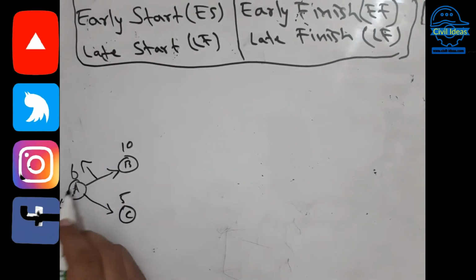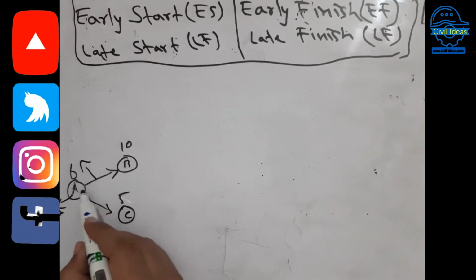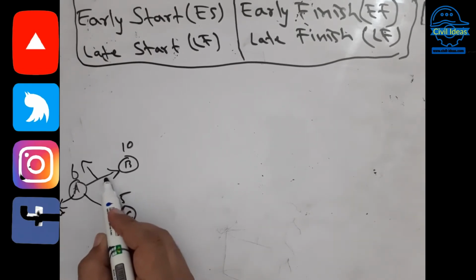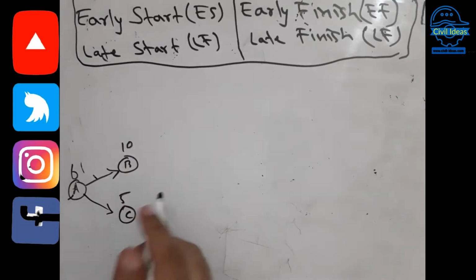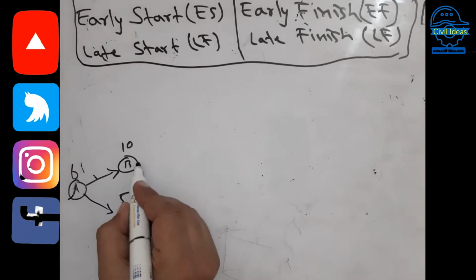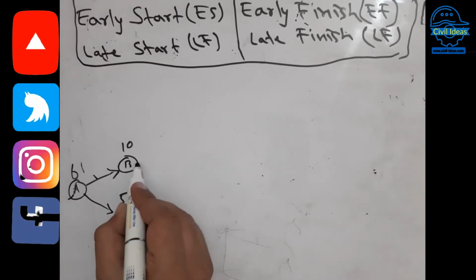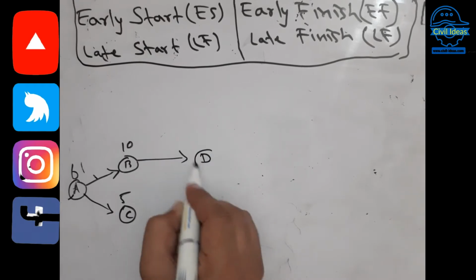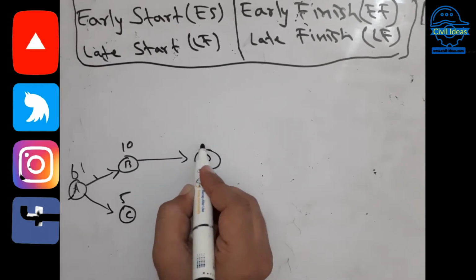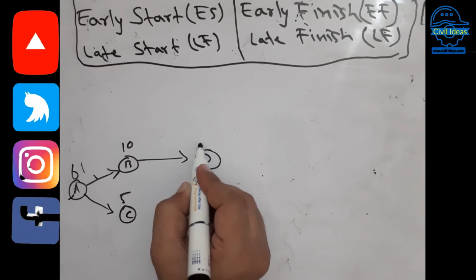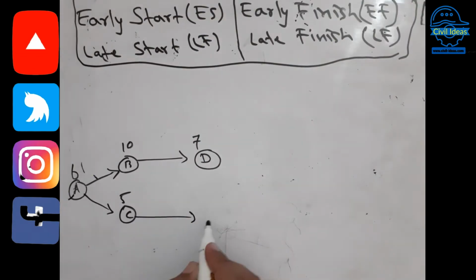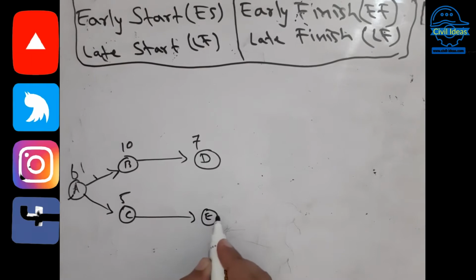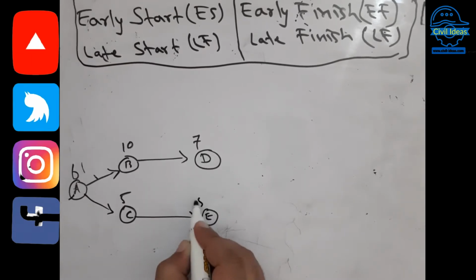So these are the events that we have written in the circle, and these are the arrows. You can say it as an activity. And now after B and C, activity D can start, and it will take up to 7 days, and there is another activity which will start after C, D, E, which will take 5 days.